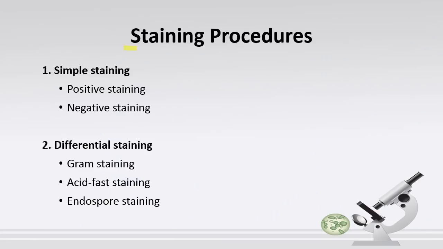So once you have the smear, the following procedure is a staining procedure. The main objective of a staining procedure is to give colors to your samples to get a better contrast. Staining can be divided into simple staining and differential staining. In this lecture we will learn about simple staining, including positive staining and negative staining, and differential staining, which includes gram staining, acid fast staining and endospore staining. All these stainings you'll be doing in your practical 1.